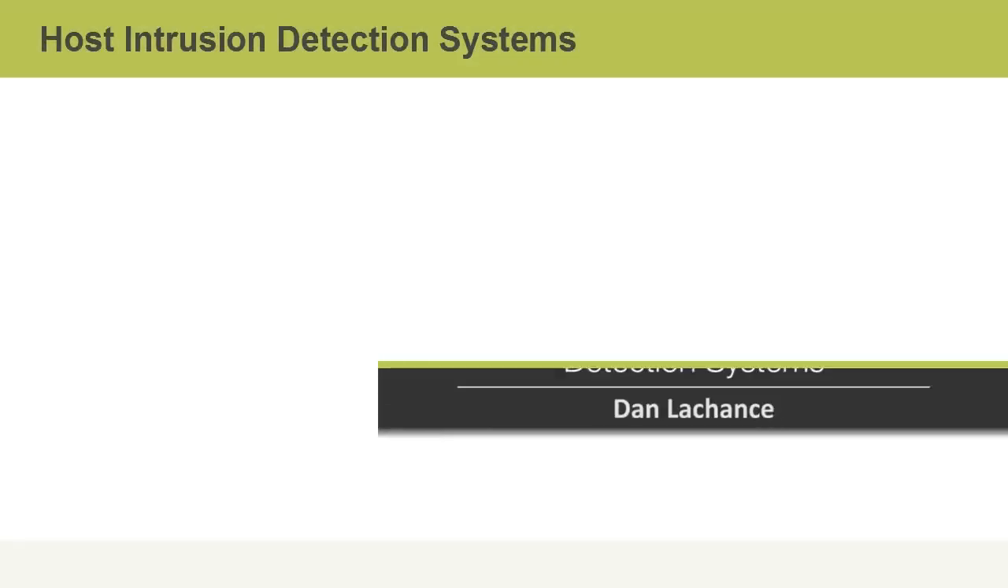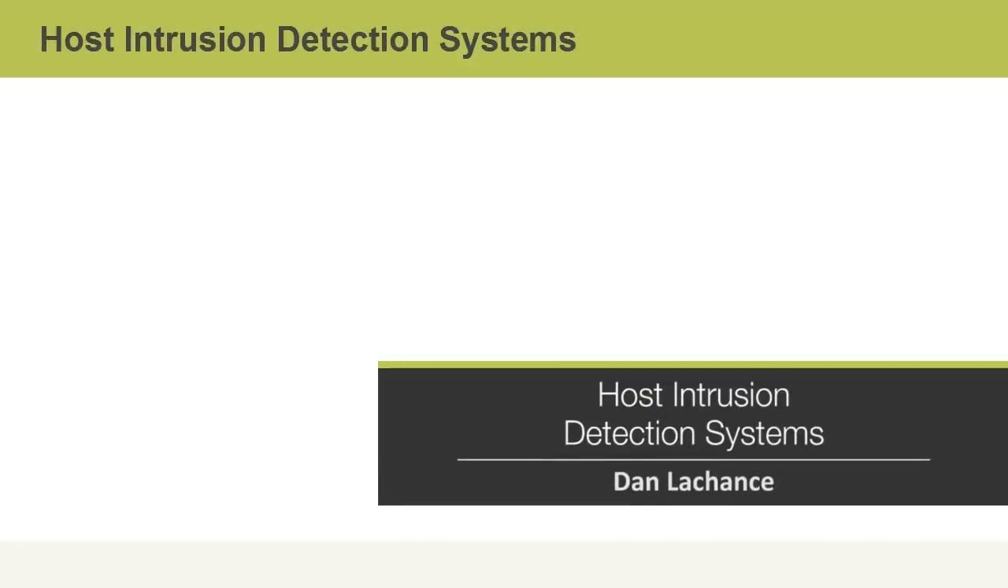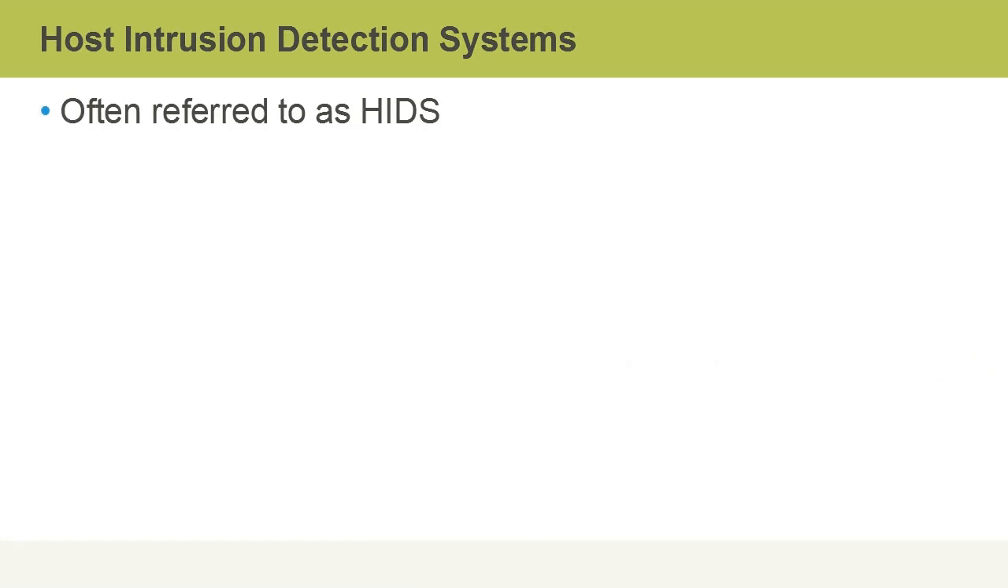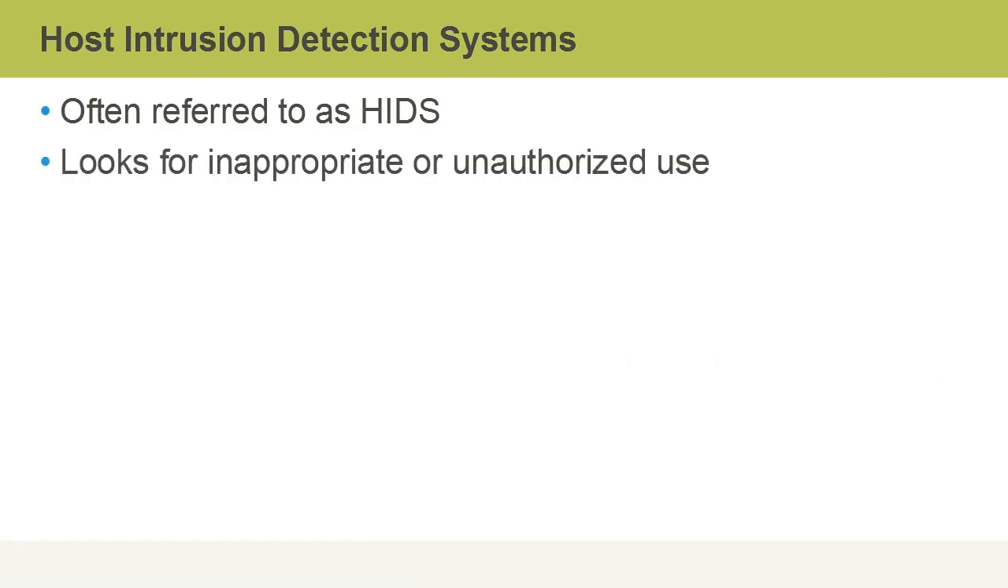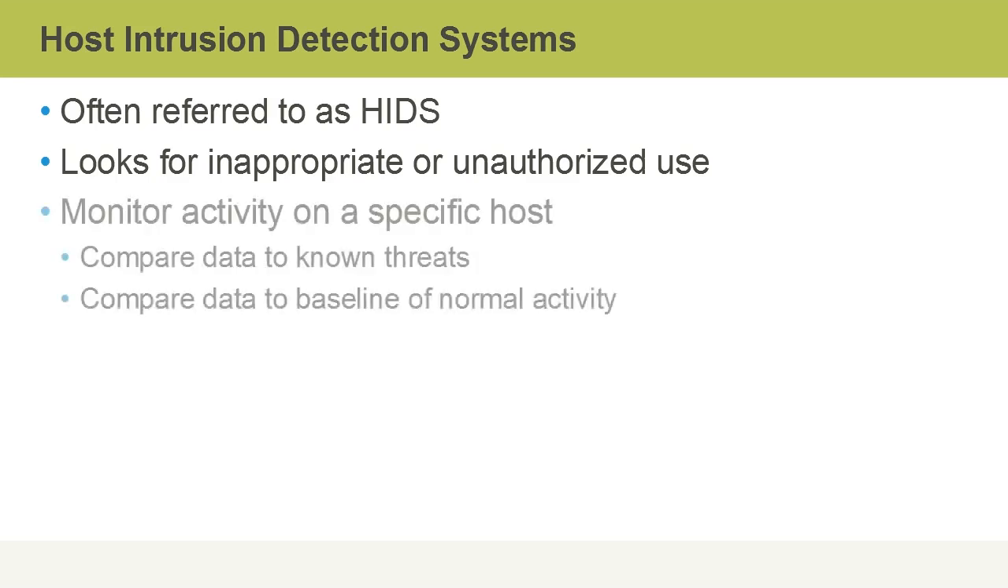In this video, we'll talk about host intrusion detection systems. Host intrusion detection systems are often referred to as HIDS. The purpose is that it looks for inappropriate or unauthorized use of a resource, whether that resource is a server or a certain set of database records within an application, and so on. So the purpose is to monitor activity on a specific host as opposed to the entire network.